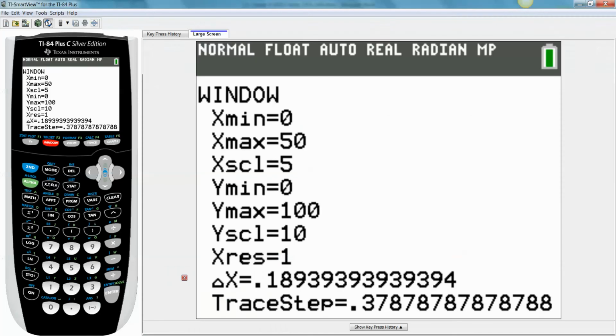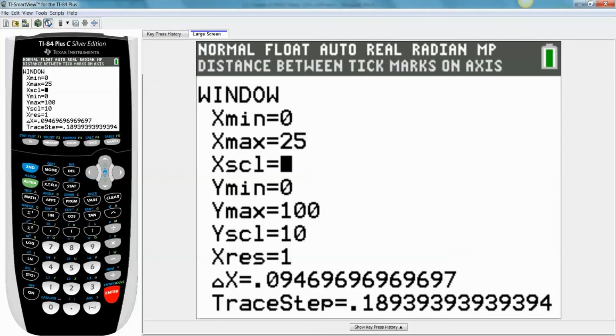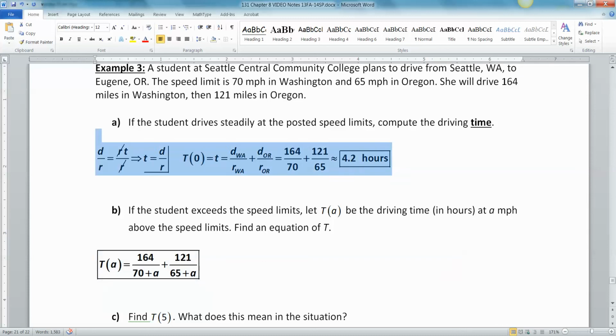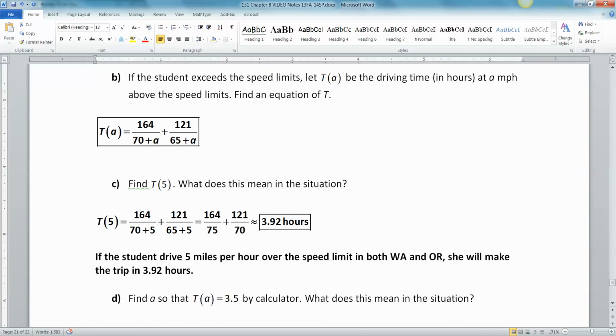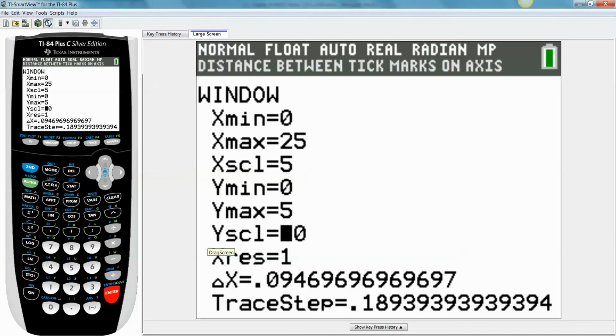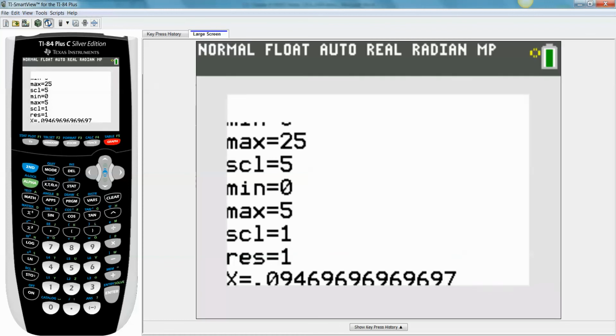Well, I doubt she's going over by like 100 or 50 or whatever. So let's go 0 to, I don't know, how about 25? Maybe she's going 25 miles per hour over the speed limit. That would be a lot. X scale is 5 is fine. Y is the time, right? How long it's taking her to get there. Well, we know that if at 0 it's going to be 4.2 and at 5 it's going to be 3.92 because the faster she goes, the less time it's going to take. So we don't know 0 to 100. We need to 0 to like 5. And then tick mark's worth 1. Let's graph it.